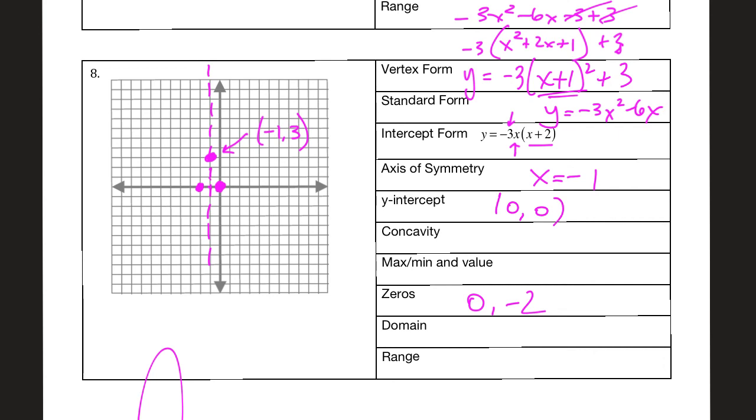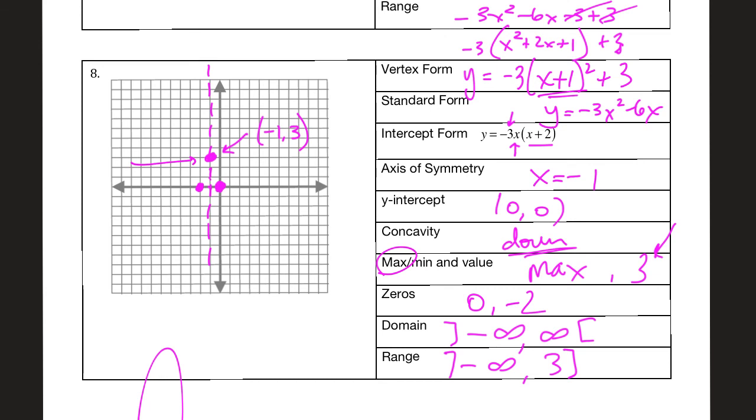I haven't drawn it yet, but I know this is concave down. When it's concave down, I always have a maximum. I can see what that maximum is. It's at 3. The domain, based on my little hint, has to be from negative infinity to positive infinity. The range goes from negative infinity all the way up to that maximum value of 3. Now all I have left is to draw it.